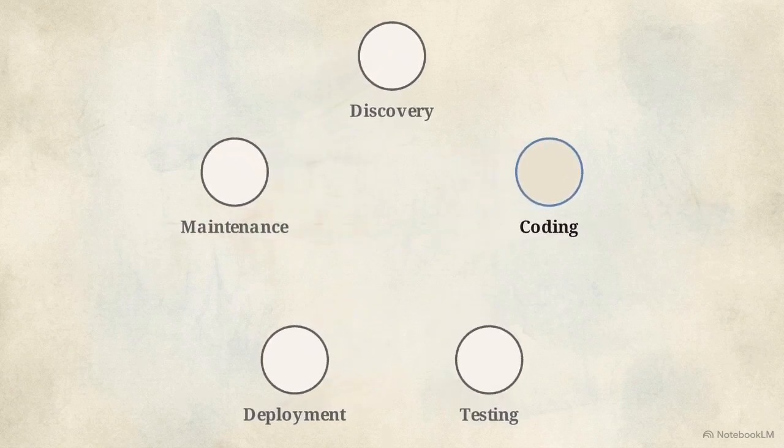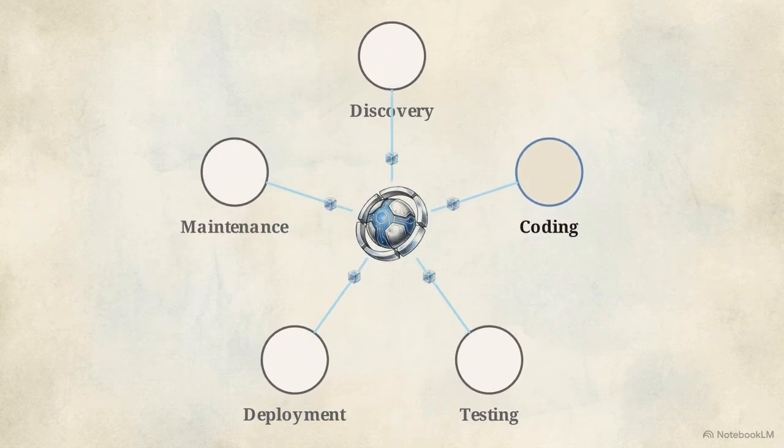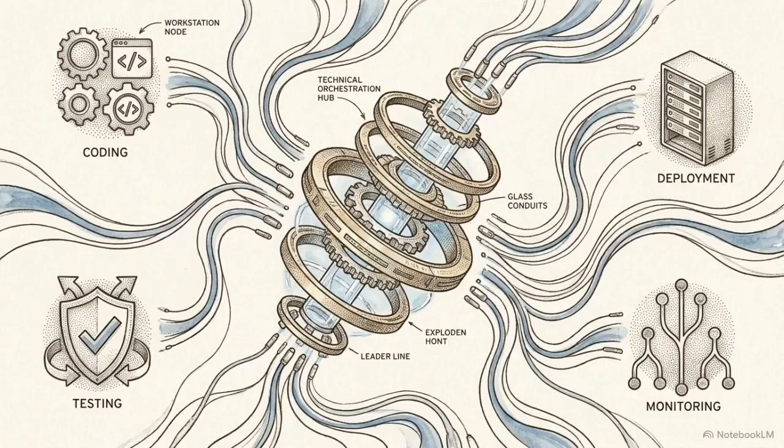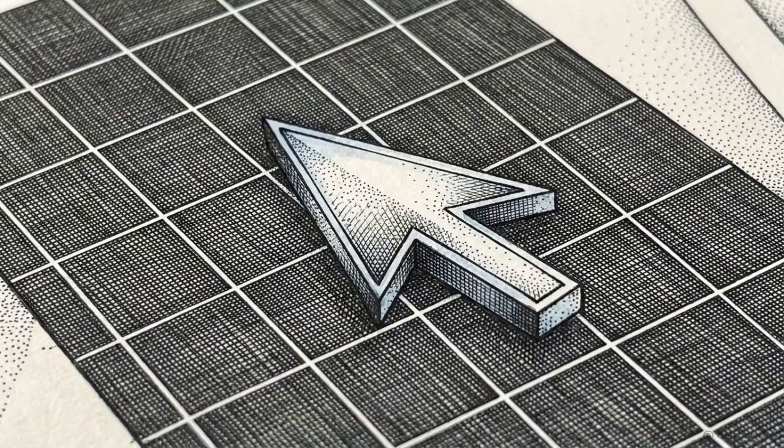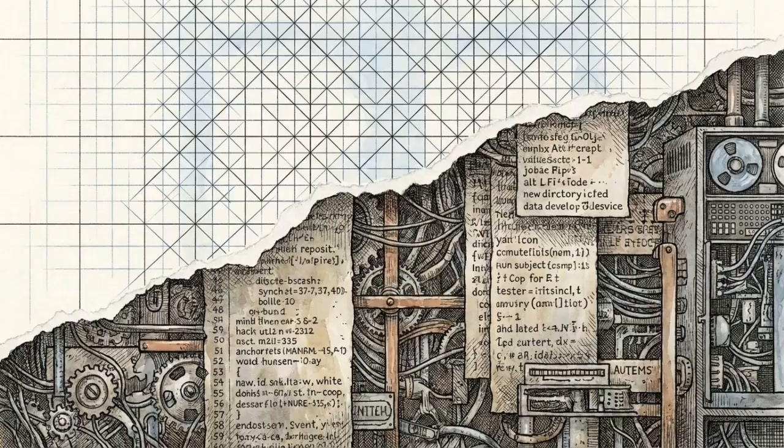IBM Bob operates differently. As an AI-first partner driven by agentic workflows, Bob orchestrates the entire system concurrently. It directs specialized agents, dynamically routing tasks to govern every phase from discovery to continuous integration. To test this architecture, we will track a workflow that immediately breaks standard copilots, modernizing a legacy enterprise system.